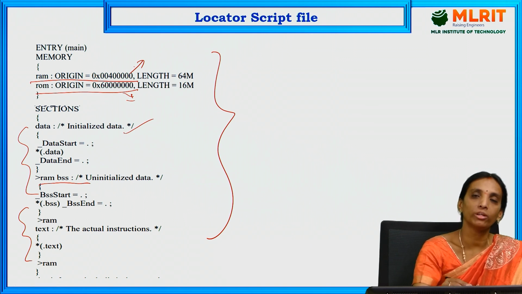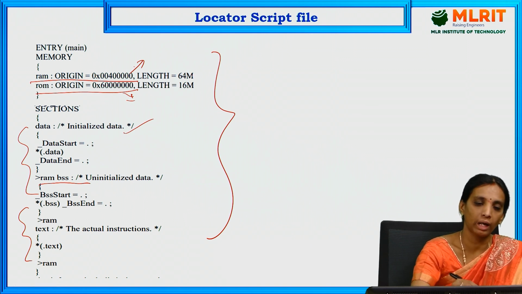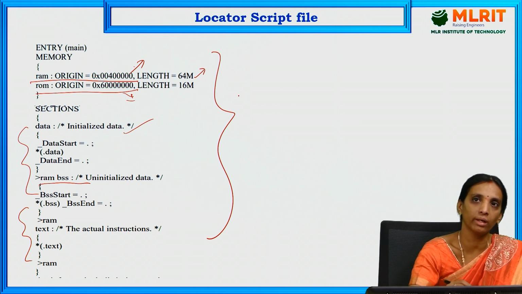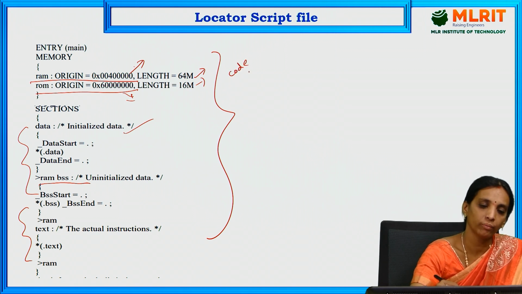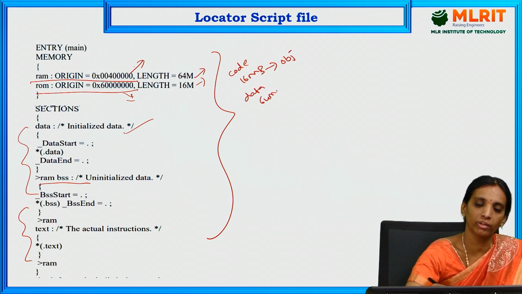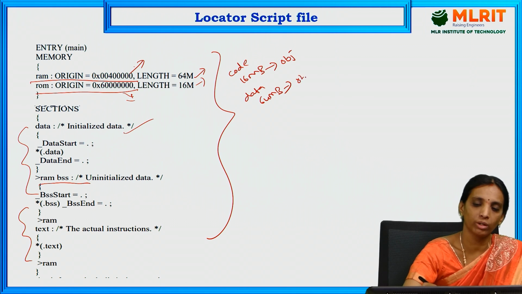Here, how much memory will be allocated for the ROM and RAM: for RAM it uses 64 megabytes for that particular object file, and 16 megabytes for ROM. That means for the code part, 16 megabytes of memory will be allotted for that object file, and for the data part, 64 megabytes will be allotted.